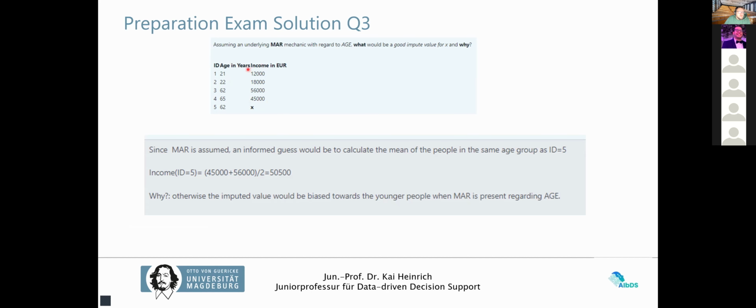So that means we cannot just put in the sample mean. If you put the sample mean in here, it would be wrong, right? So what you should do is use the age group. There are two solutions here that are correct, right?